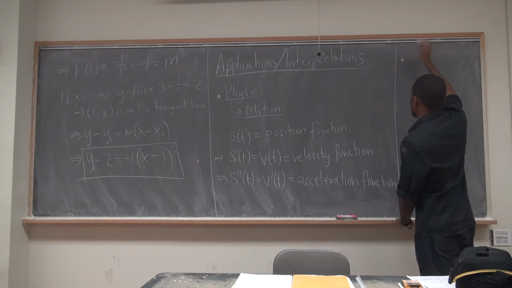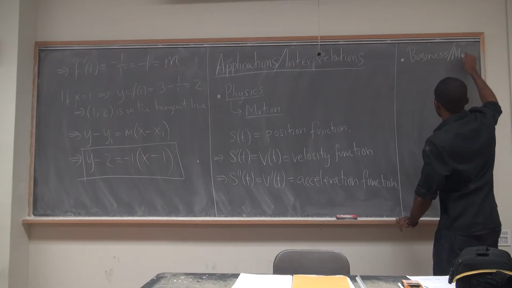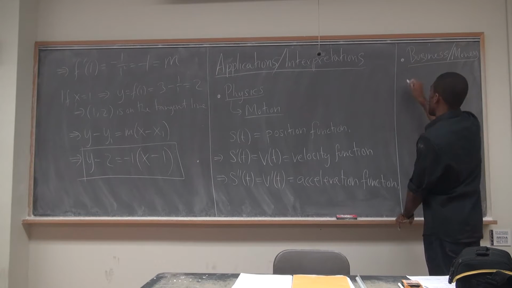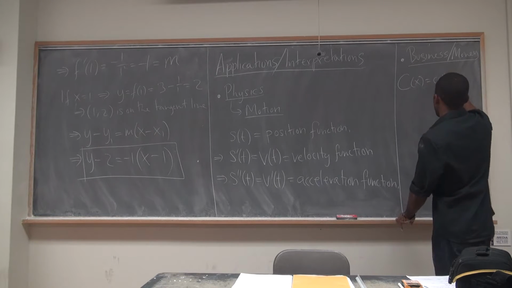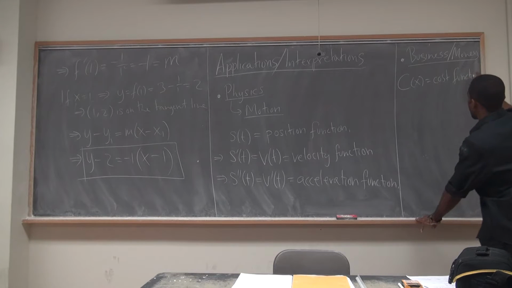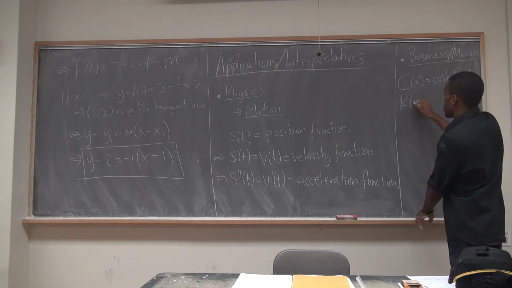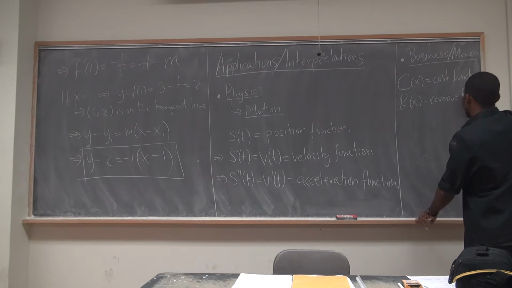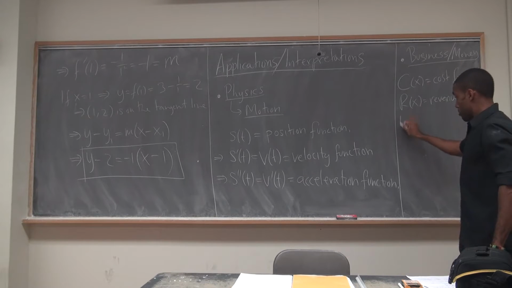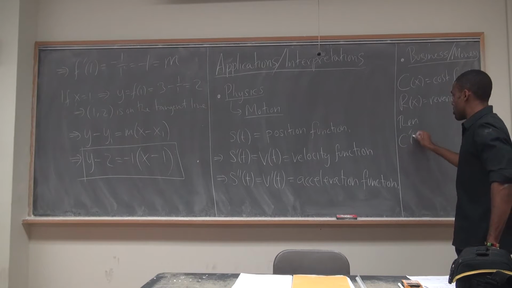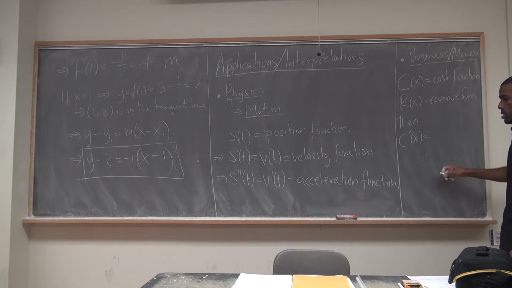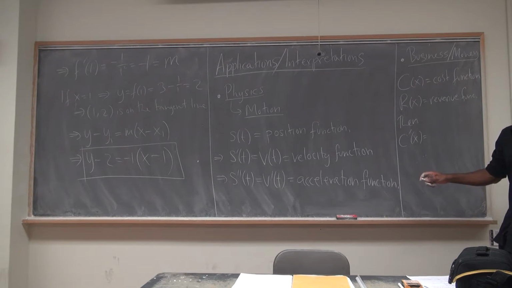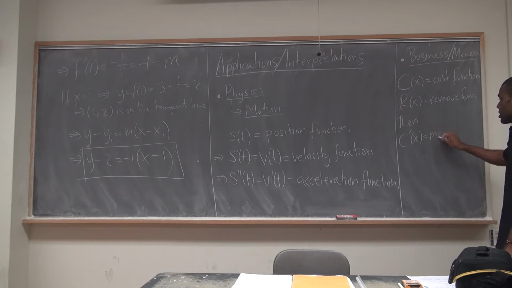There are things like, of course, business, money. Things like if C is a cost function, or R is a revenue function or something similar. Then, if you look at C prime of x, this is called the, does anyone know? There's actually a technical term for it, it's called the marginal cost.